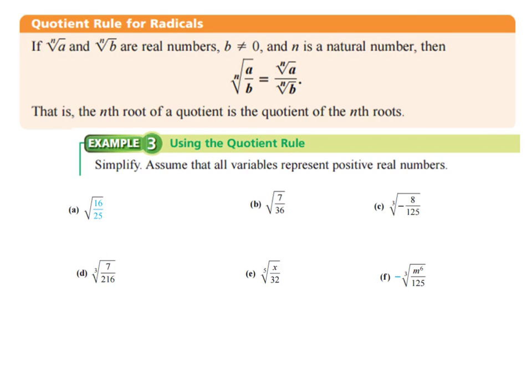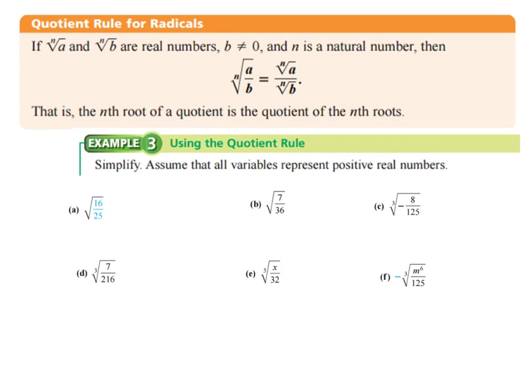Now the quotient rule is very similar to the product rule. If you have a radical of a quotient, like we have here, the nth root of a over b, you can split that up as the nth root of a over the nth root of b. And likewise, you can do that in reverse. If you have nth root of a over nth root of b, you can put that together as the nth root of a over b.